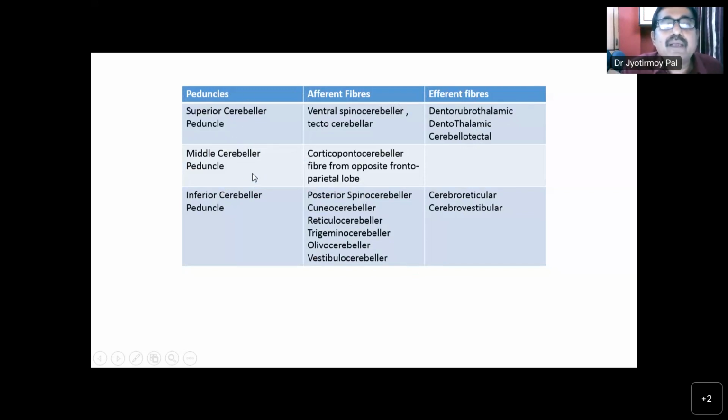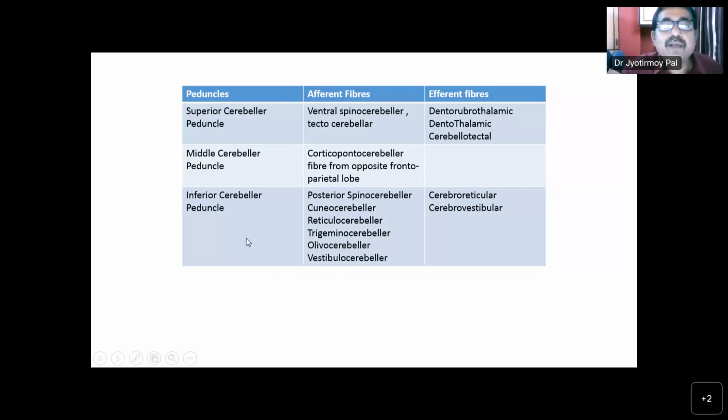The middle cerebellar peduncle is basically the input tract. That means from the cortex it comes to the pons, and from the pons it enters the cerebellum. As if the motor cortex gives information to the cerebellum about what it has planned. So it asks the cerebellum whether my planning is okay or not. If the cerebellum says yes, your plan is okay, then the corticospinal tract acts and does the required movement.